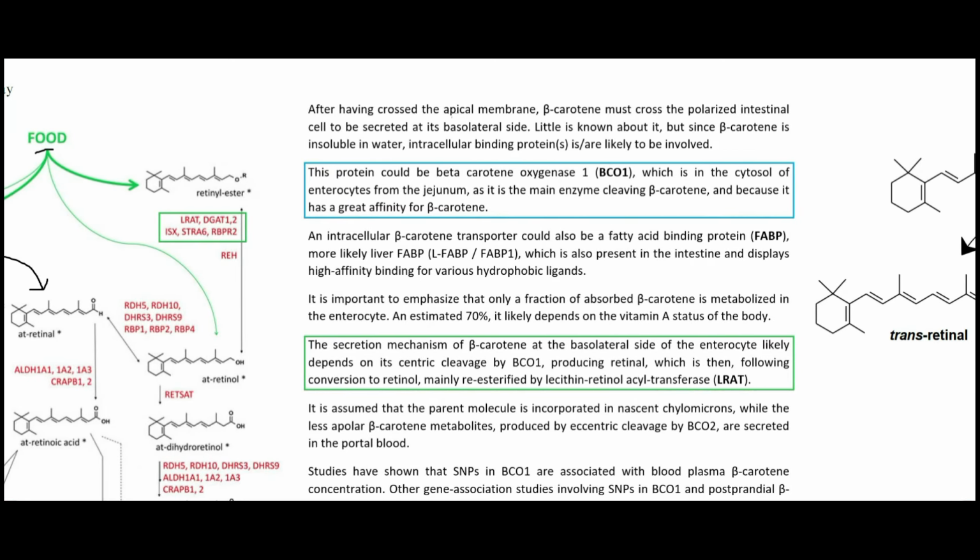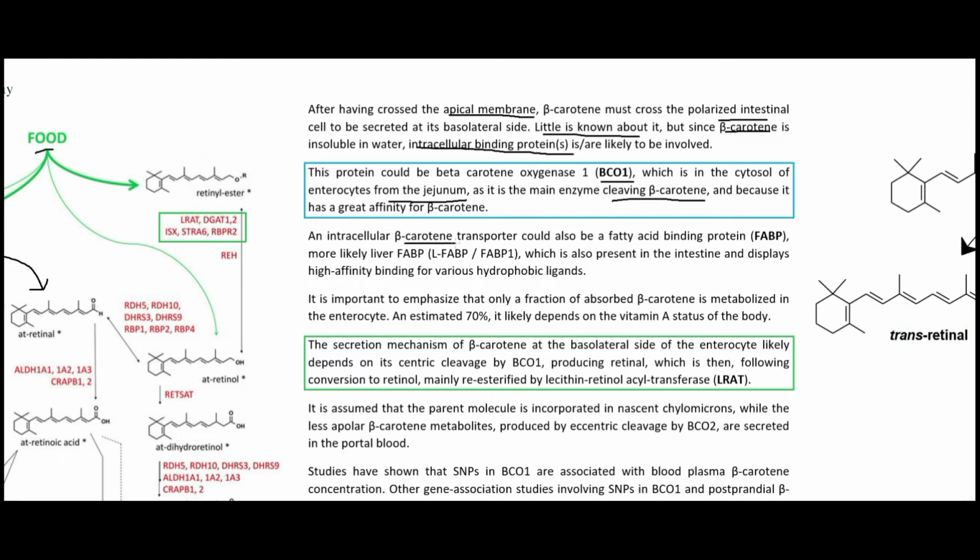So after having crossed the apical membrane, so now we're inside the cell, inside the enterocyte, the beta carotene must cross the polarized intestinal cell. So like this says, little is known about it. But since it's insoluble in water, there must be intracellular proteins that are involved. And so this is saying that one of the proteins could be this BCO1, which is in the cytosol, from the enterocytes from the jejunum. So it is the main enzyme cleaving the beta carotene in half. So it has great affinity for the beta carotene.